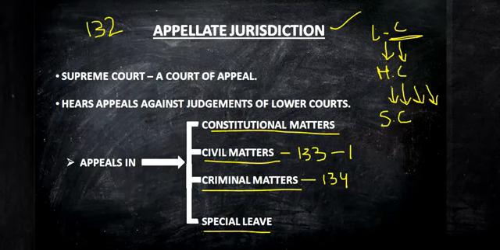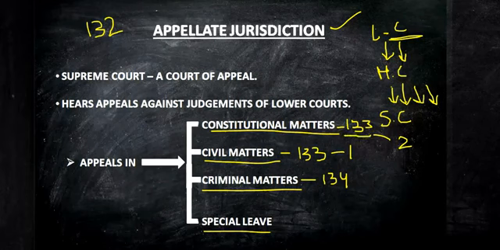Now, let's move on to the next important thing, that is the procedure of appealing in constitutional matters. Whenever a particular case falls under the constitutional matters, how those cases can be appealed, those procedures are mentioned under Article 133 clause 2. Under Article 133 clause 2, the cases related to the constitutional matters and the way by which those can be appealed in the Supreme Court is mentioned.